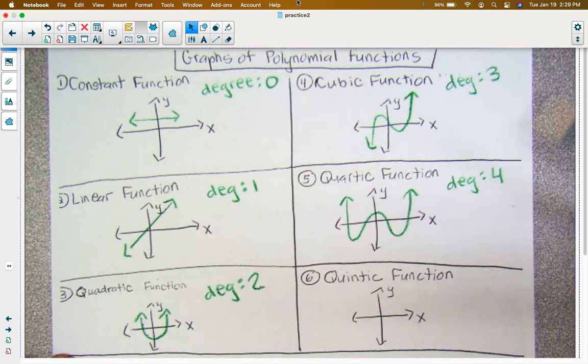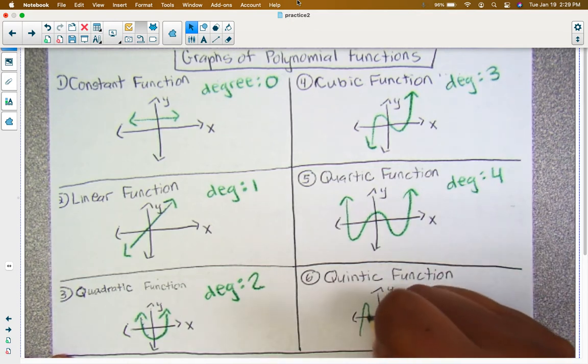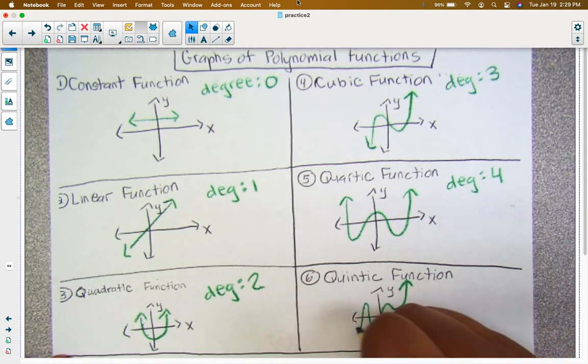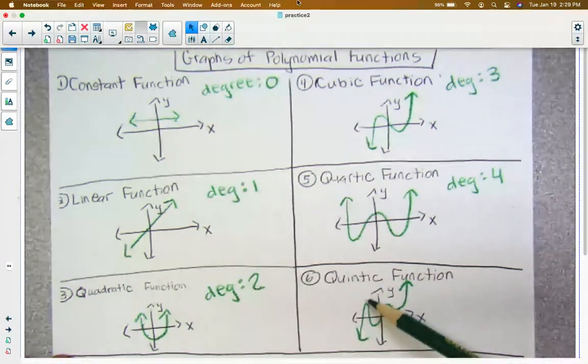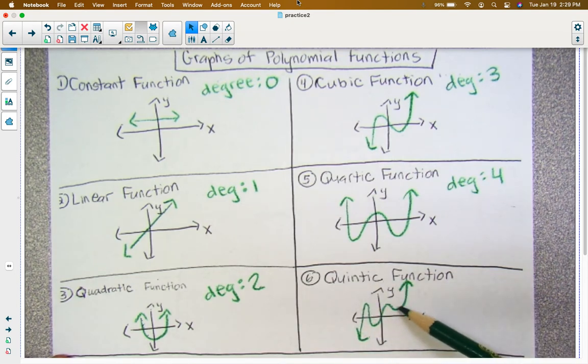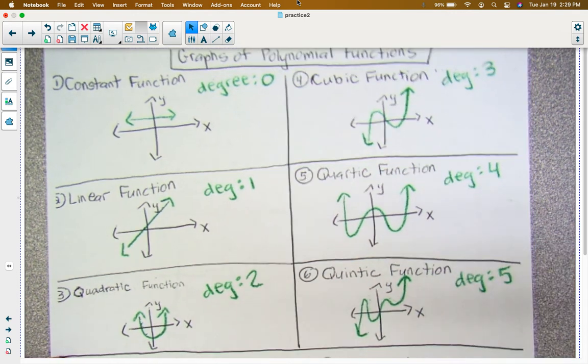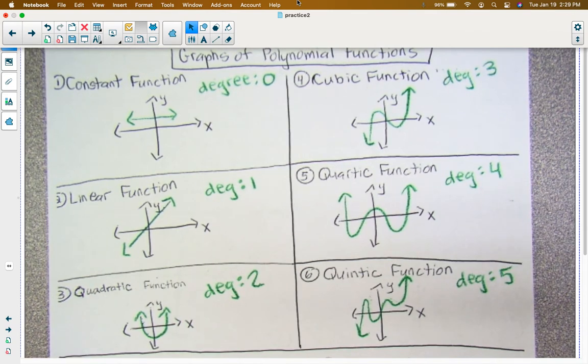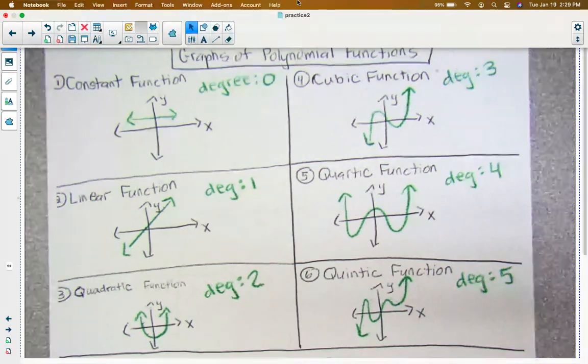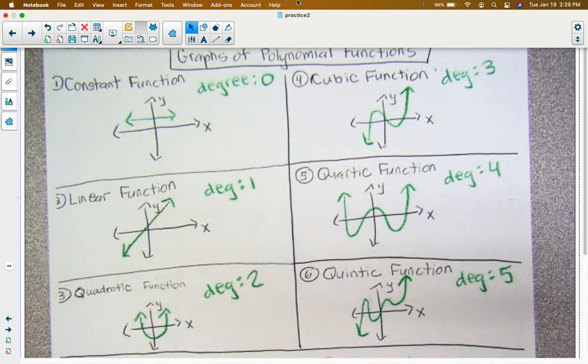Quartic means 4. And quintic, I'm sure you probably caught on to it. Quintic is 5. So 1, 2, 3, 4, 5. So this quintic function went up, then down, then up, then down, then back up again. So degree 5. So these are the general shapes for a constant, linear, quadratic, cubic, quartic, quintic function, and we've labeled the degree. Again, just generalizations, not what every single one will look like.